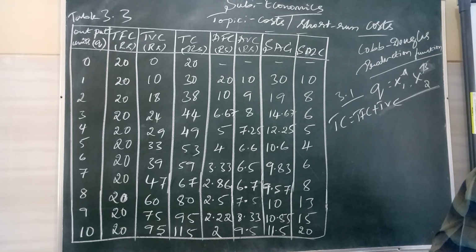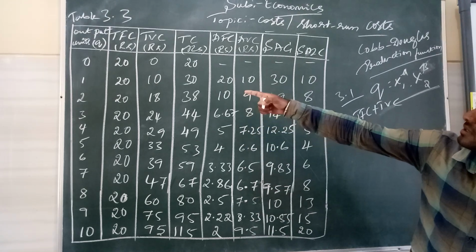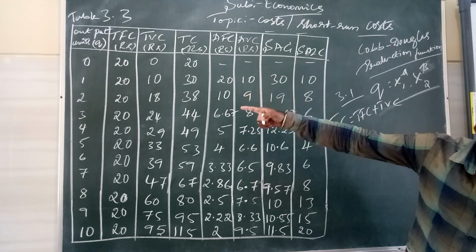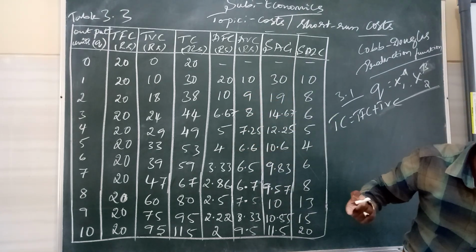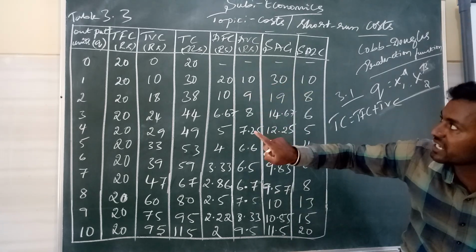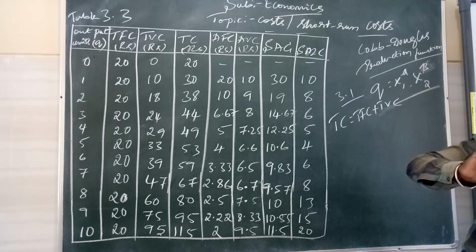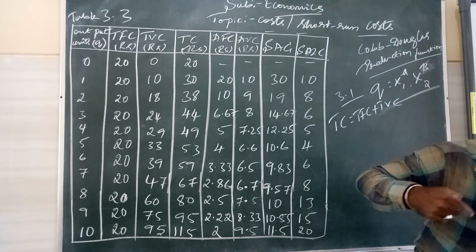Then another one is total variable cost. When output is 0, TVC is 0. Then for 1 unit of output, the TVC is 10. Then for 2 units of output, TVC is 18 and so on. See, if output increases, total variable cost also increases. Understood? Then we obtain the output.